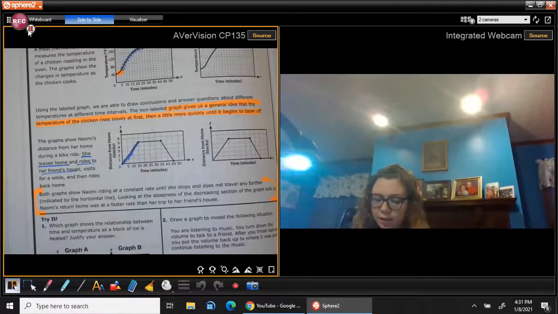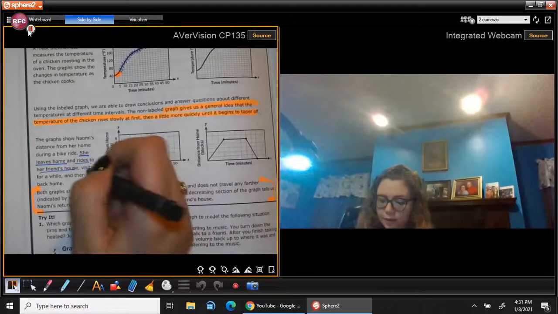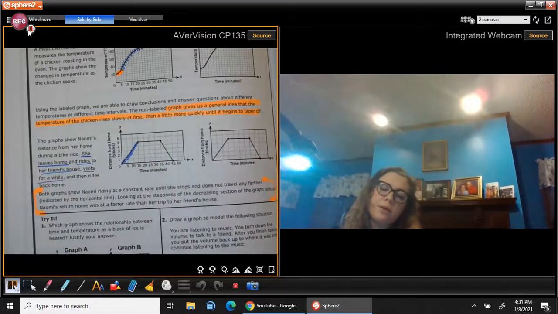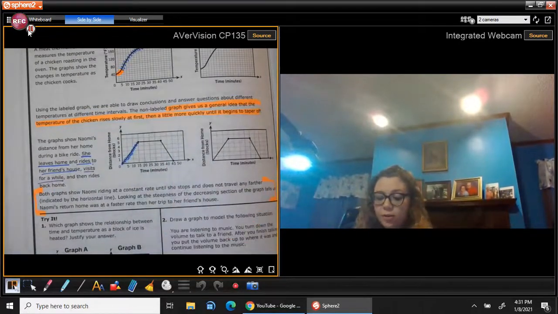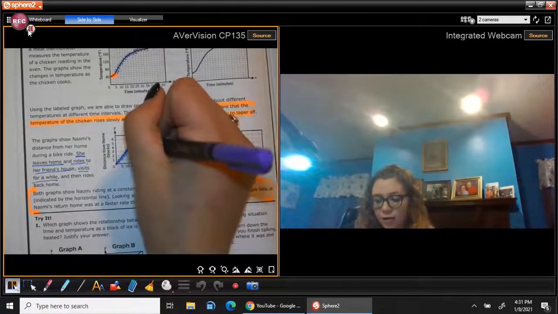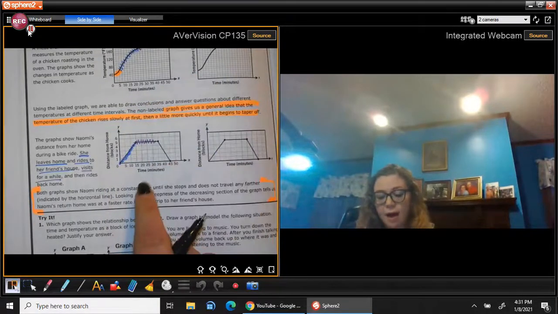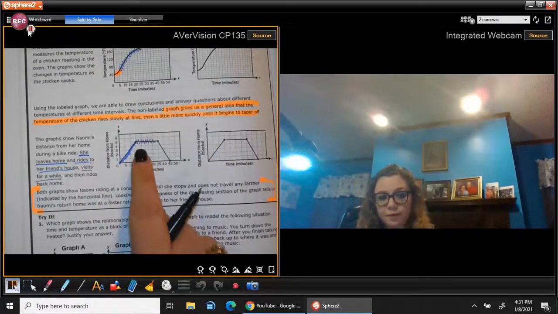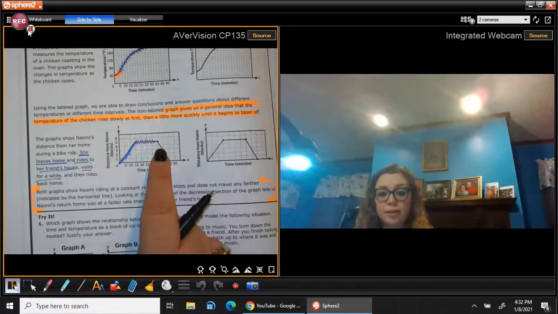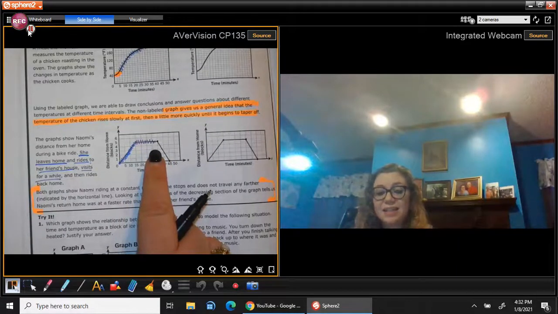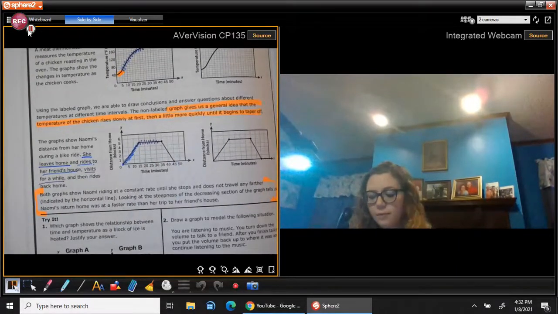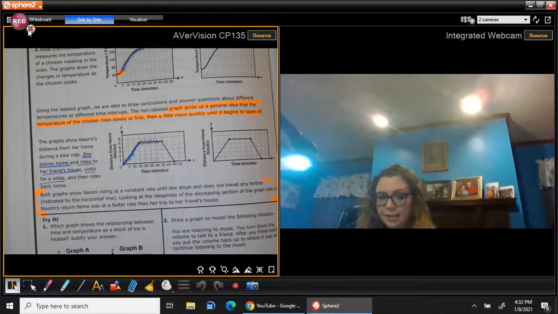And then it says she visits for a while. She probably talked. She visits for a while, so she's not going farther from home because she's at her friend's house. She's just staying a while. But as she stays, what happens to the time? The time increases, but the distance does not. And then finally, she rides back home.